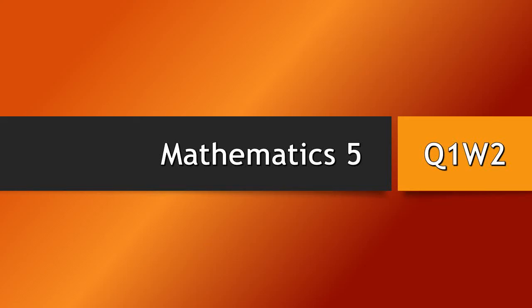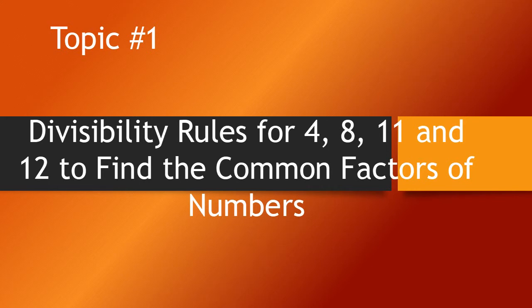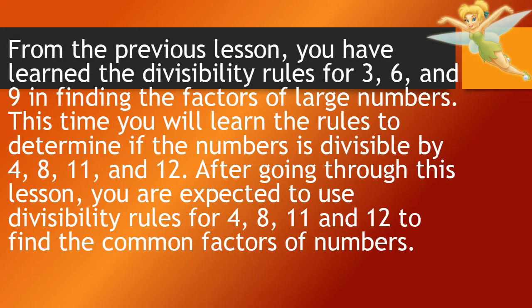Good morning. For Mathematics 5, Quarter 1, Week 2: Divisibility rules for 4, 8, 11, and 12 to find the common factors of numbers. From the previous lesson, you have learned the divisibility rules for 3, 6, and 9 in finding the factors of large numbers. This time, you will learn the rules to determine if a number is divisible by 4, 8, 11, and 12. After going through this lesson, you are expected to use divisibility rules for 8, 4, 11, and 12 to find the common factors of numbers.